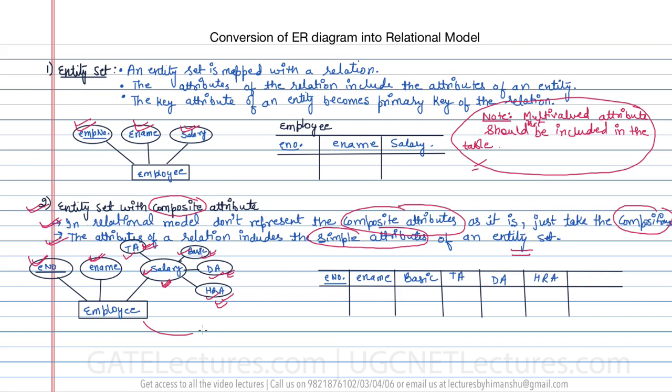So we are going to make this table, and the name of this table is employee. In employee we have employee number, employee name, basic, TA, DA and HRA. And you can see the primary key for this entity is employee number, so that will become the primary key in this case also.